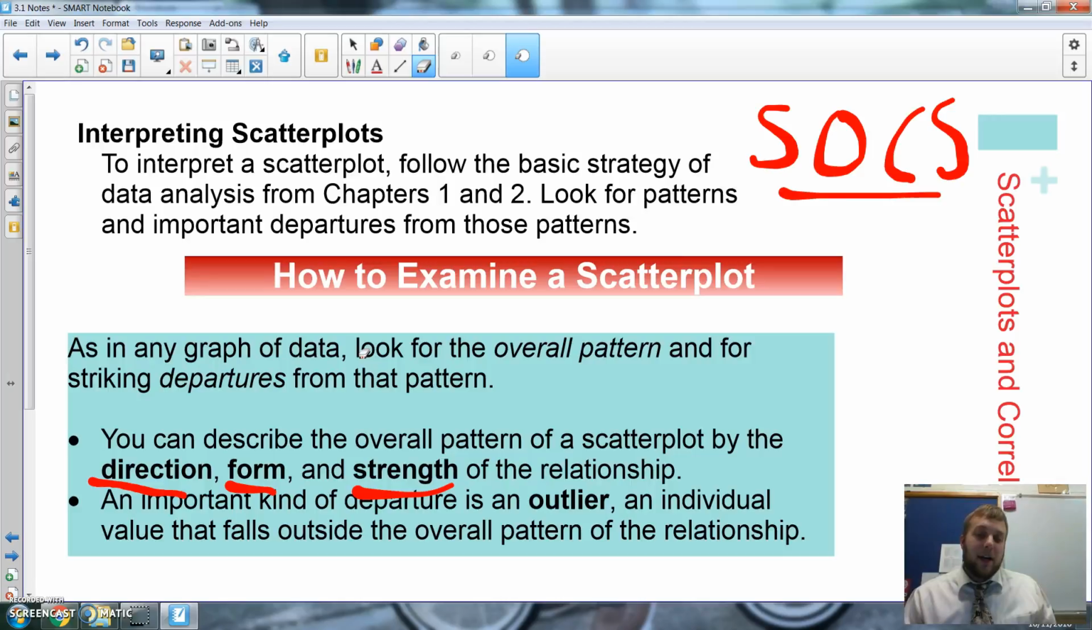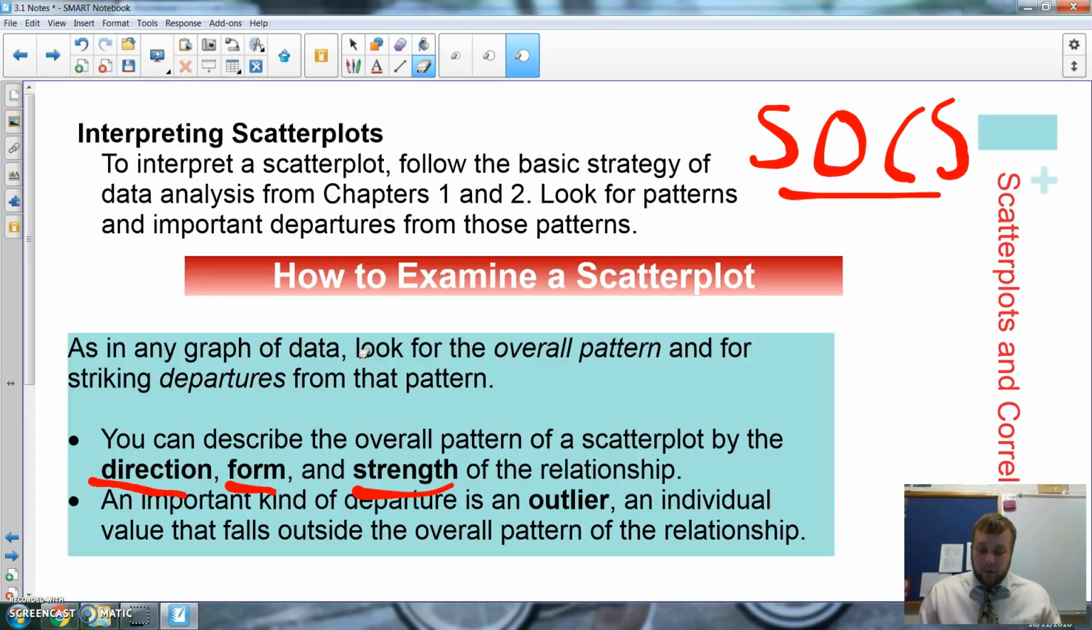So direction, form, and strength. Direction tells me whether I'm going up or down. Form tells me, is this fitting like a line? Is it fitting maybe a parabola or nonlinear? Strength tells me how well it's fitting. And then outliers, hopefully we can take a look at that.